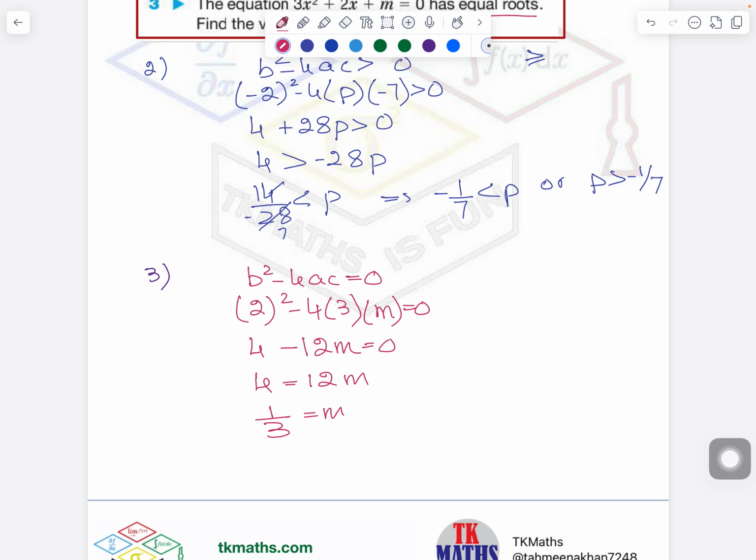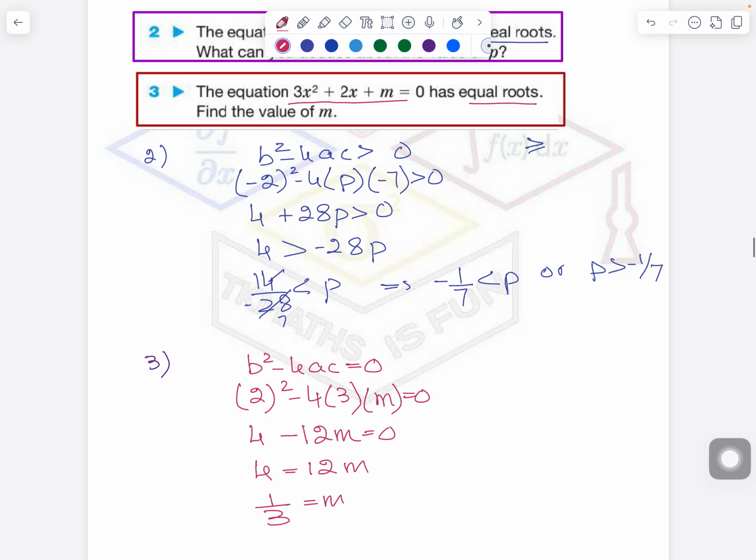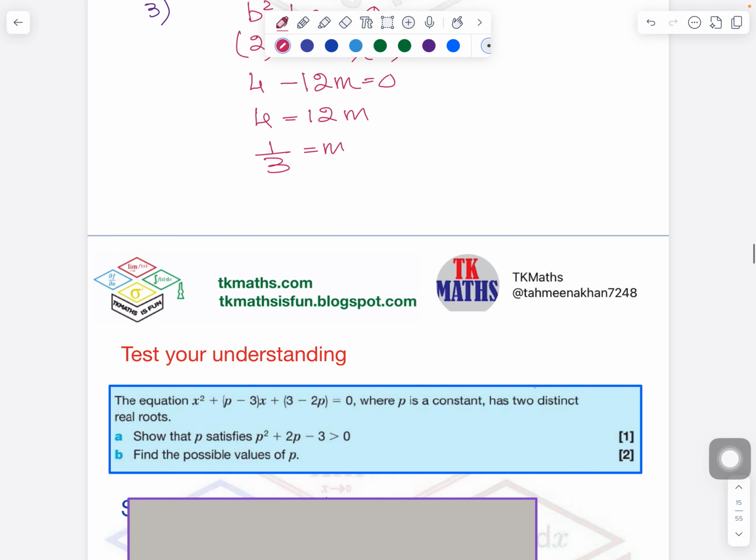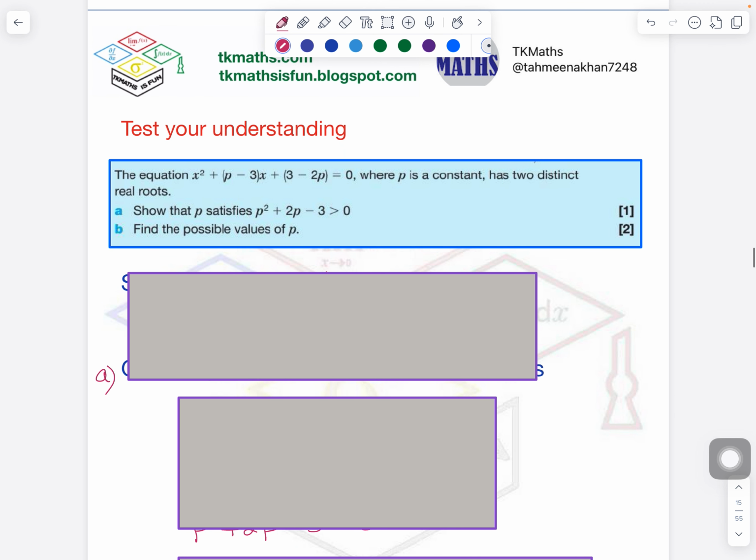So I got my answer for m. The question says find the value of m. Now this is the test of your understanding. Now you can put the video on pause. I have solved the solution. I tried to take 4 or 5 past paper questions here to give you a good understanding of the application of the discriminant in various situations. So that's why a few questions I have solved and a few I will solve in front of you.